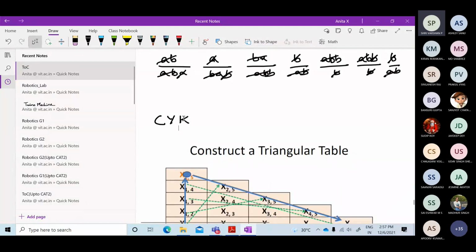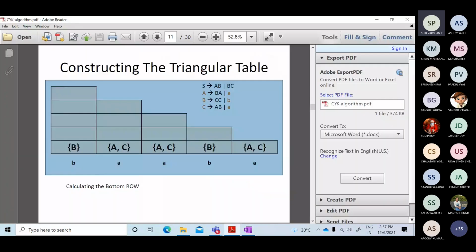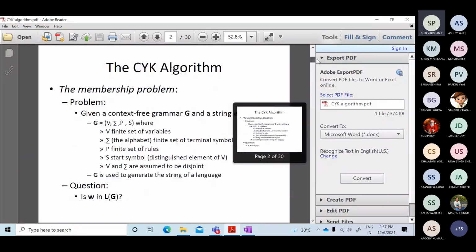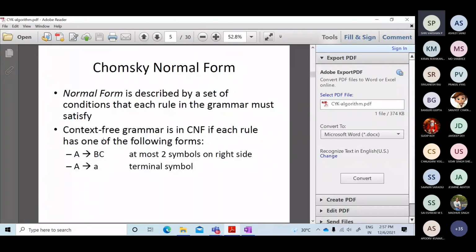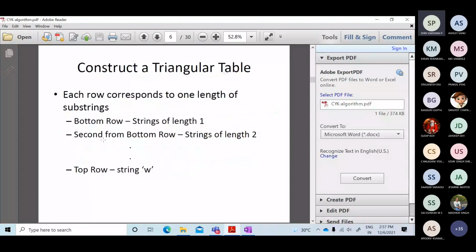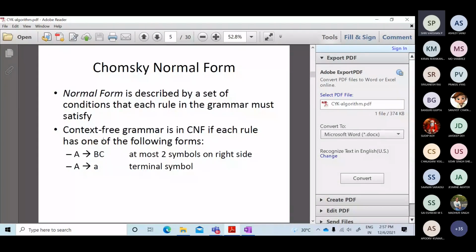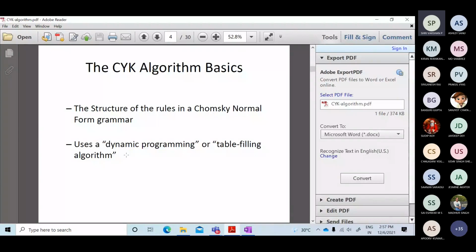So it is named after its inventors, right? So what is the use of the CYK algorithm? If I want to check whether the given string is accepted by the grammar, whether a given string belongs to that language or not, then I'll be going for the CYK algorithm. It is called the table filling algorithm.